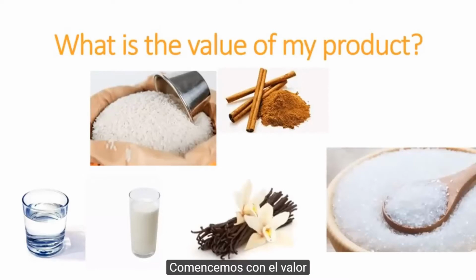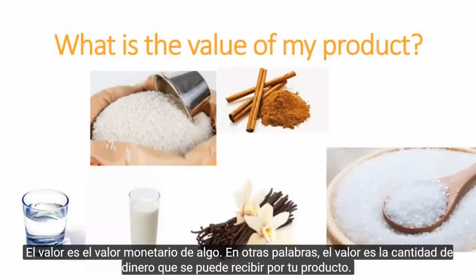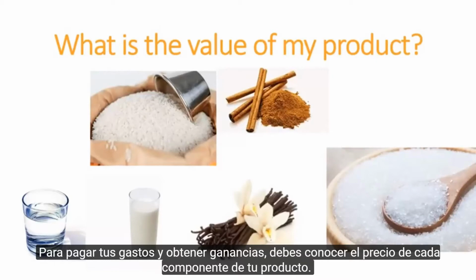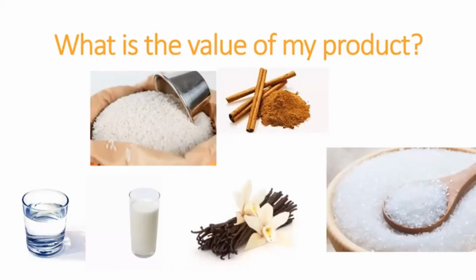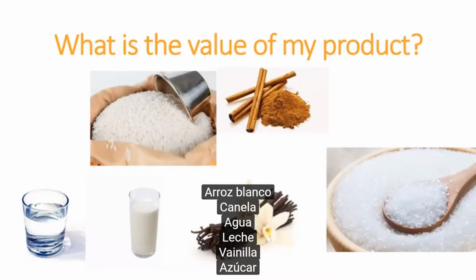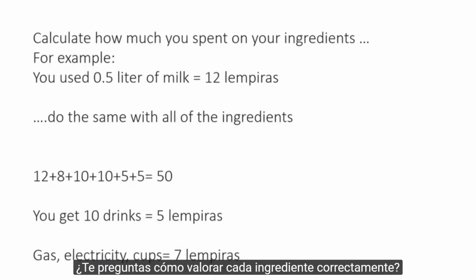Let's start with value. Value is the monetary worth of something. In other words, value is the amount of money that can be received for your product. In order to pay your expenses and make a profit, you have to know the price for each component of your product. Let's say that you're selling a homemade horchata. You have to calculate price for all of the following: white rice, cinnamon, water, milk, vanilla, and sugar. Do you wonder how to price each ingredient correctly?